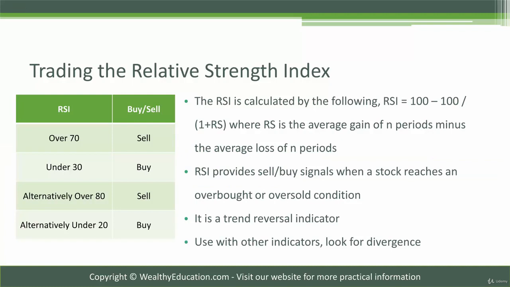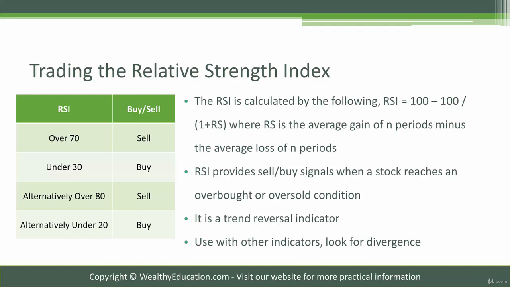The RSI is calculated in the following manner. RSI equals 100 minus 100 divided by 1 plus RS. And RS is the average gain in N periods. So if we're talking about days, then RS is the average gain in days divided by the average loss in that same number of days. Usually the RSI is calculated on a 14-day period. You can change this time frame, but that is the standard N that we're talking about.